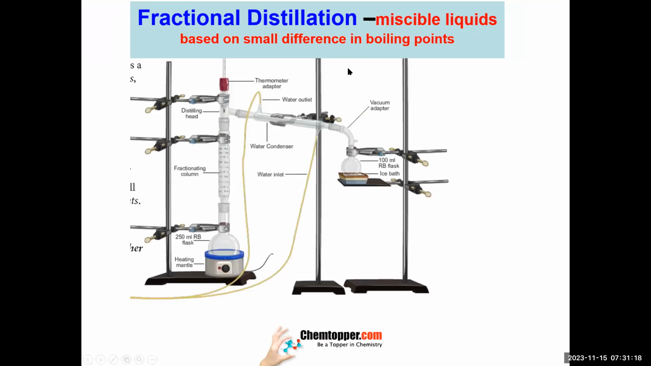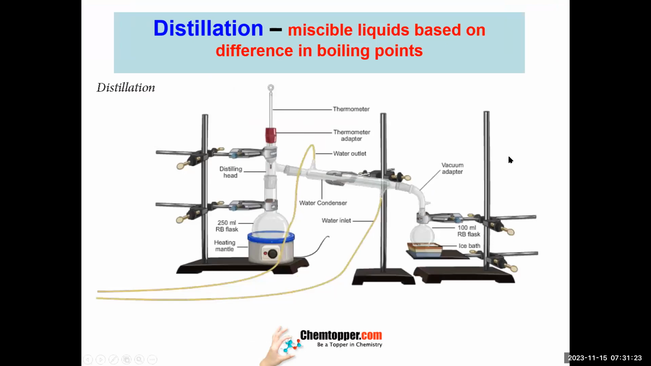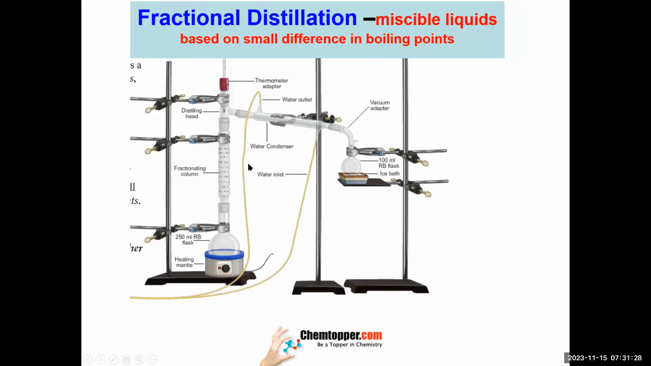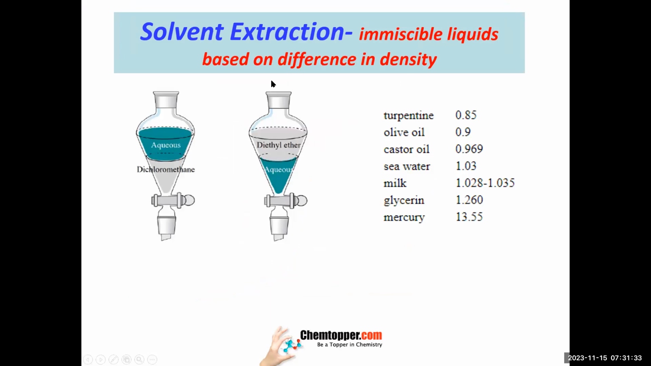This is when the difference in boiling point is very less. This is good when the difference is large, more than 20-25 degrees Celsius. But this is good when the difference is very less. Then immiscible liquids, you can use this solvent extraction technique. This kind of flask is called an extraction flask. Extraction flask, right?